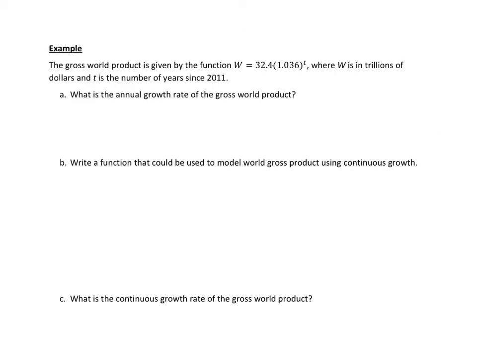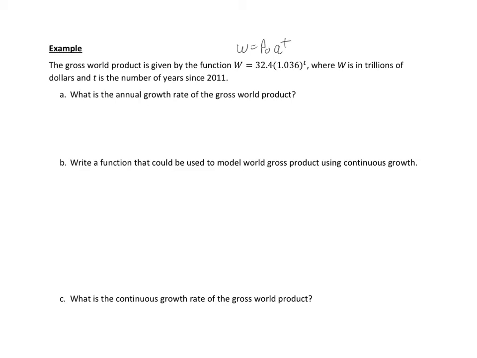So in the previous example, we went from a continuous model to an annual model. Here we're going to go the other direction. This says the gross world product is given by the function W equals 32.4 times 1.036 to the t. Notice this is really this form, W equals P naught a to the t, because we just have a value, we don't have any e value in there. W is in trillions of dollars and t is the number of years since 2011. What is the annual growth rate of the gross world product?